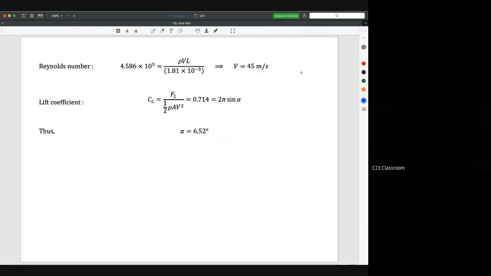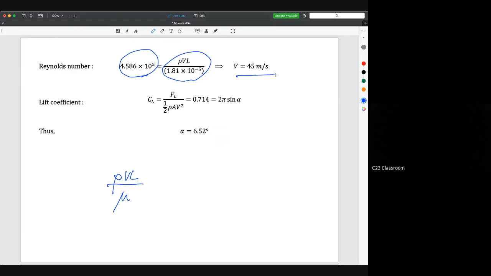From the question, we know that the Reynolds number is 4.586 times 10 to the power of 5, and then we can equate it with the equation for the Reynolds number, rho V L over mu. Then we get the velocity as 45 meters per second.